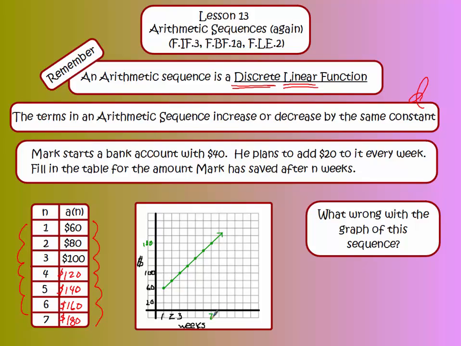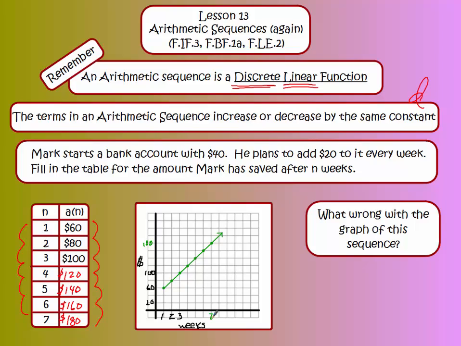So this graph looks pretty good. It's a good connect. We have all of the points there. We've made a line. It's a linear function. It passes the vertical line test. There's an average rate of change. So what's wrong with the graph of this sequence?